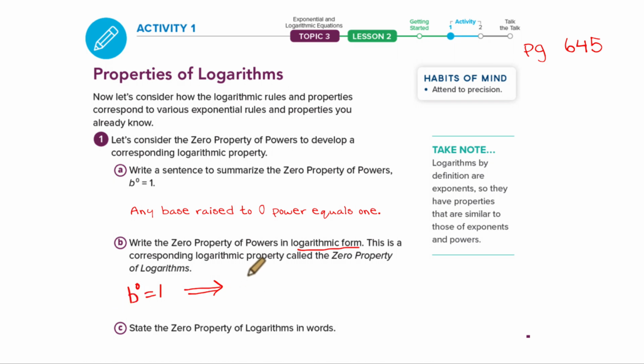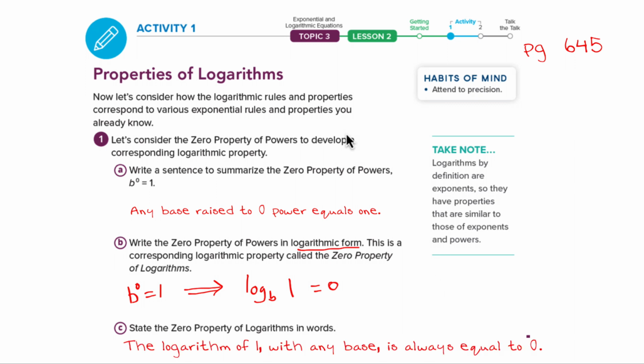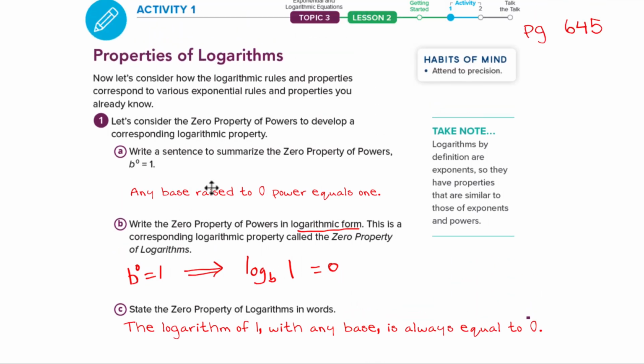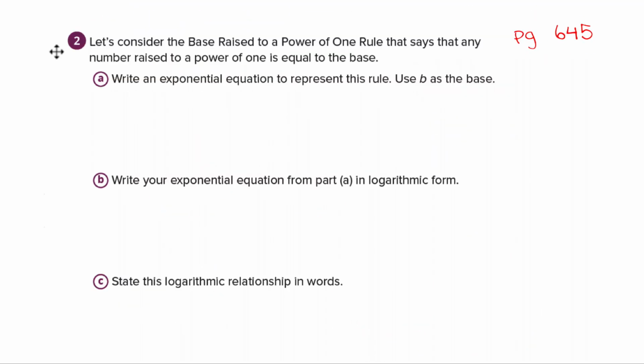The base is b. So I would say log with a base of b, all right? And then it always equals the exponent, and then right here is called the argument. That's 1. So log base b of 1 equals 0. That's easy enough. And if I wanted to write that out in words, the logarithm of 1 with any base is always equal to 0. So log of any base of 1 is always going to equal 0. Okay, let's go down to 2.